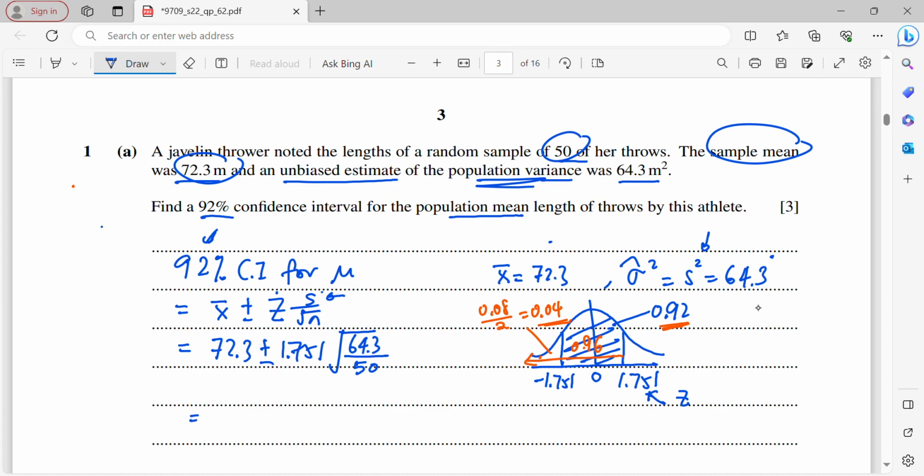Now the lower limit can be found by using the minus sign. Then you will get 70.3, correct to 3 significant figures, and the other one is 74.3. So this is the confidence interval for the population mean length.